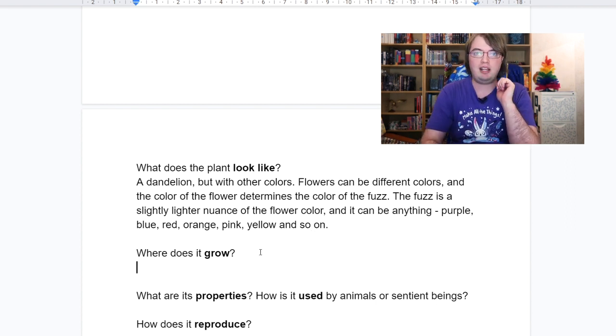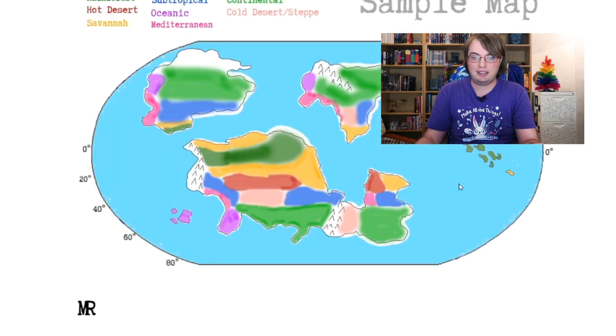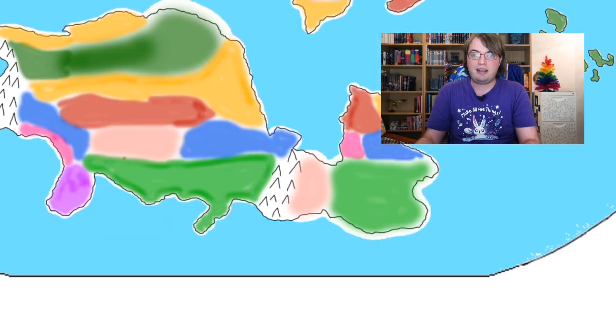So where does it grow? Well, it's a dandelion, so it grows everywhere. Everywhere. And it's probably still considered a weed, which is weird. I don't understand why that is, but yeah. And they probably don't actually grow everywhere. They don't grow in the desert, but at least in the area of the world where I'm setting this, there are going to be dandelions.